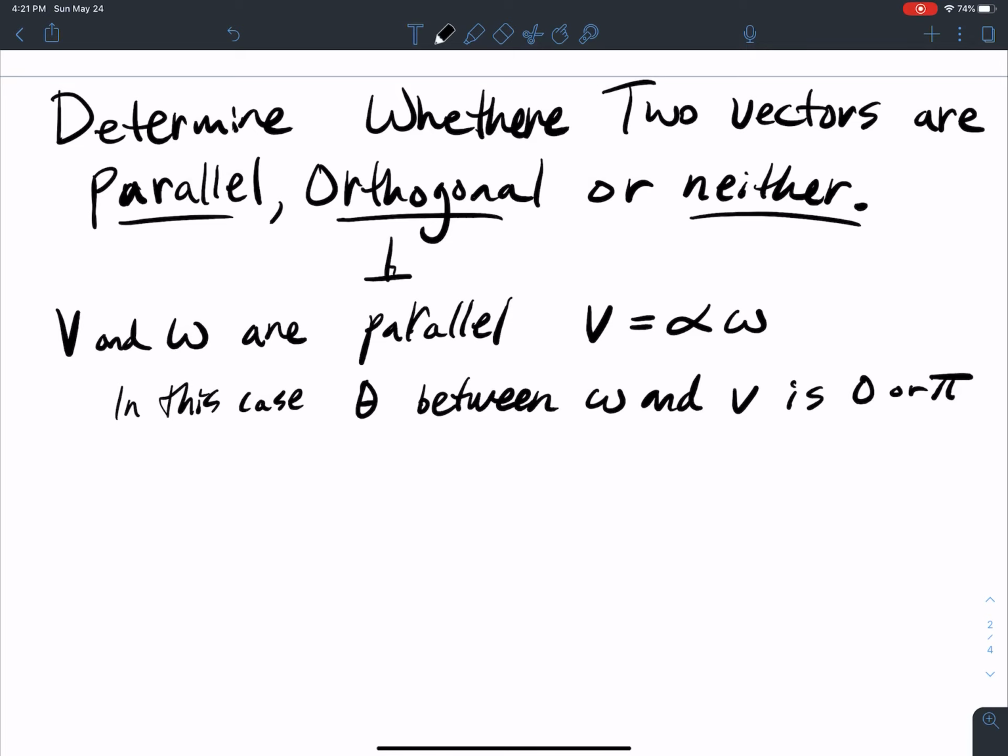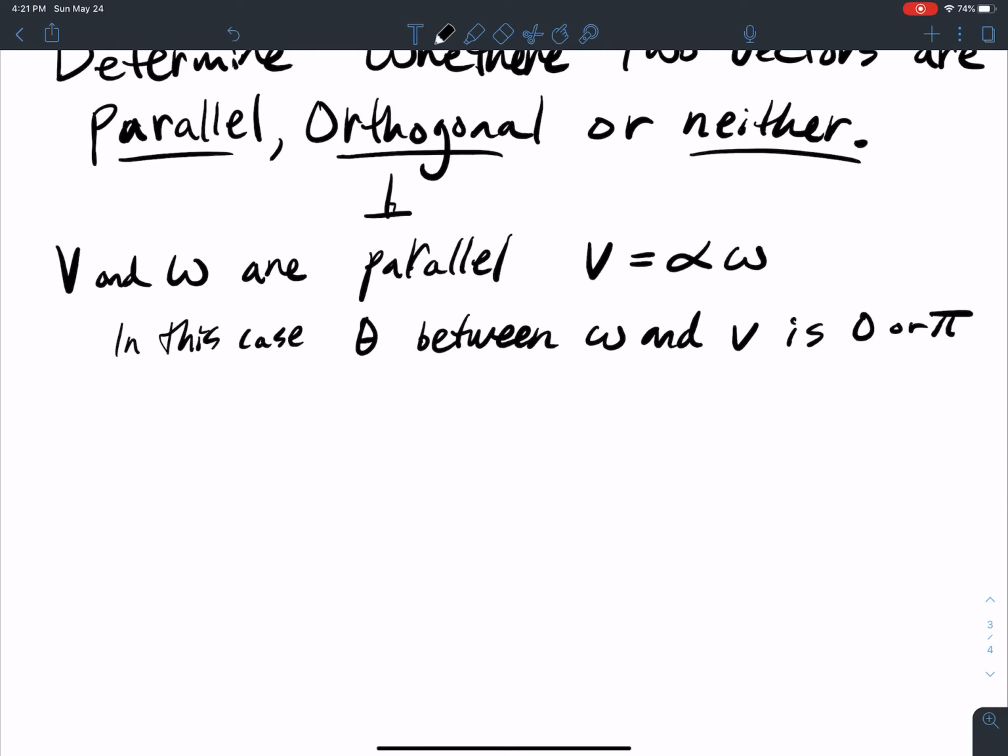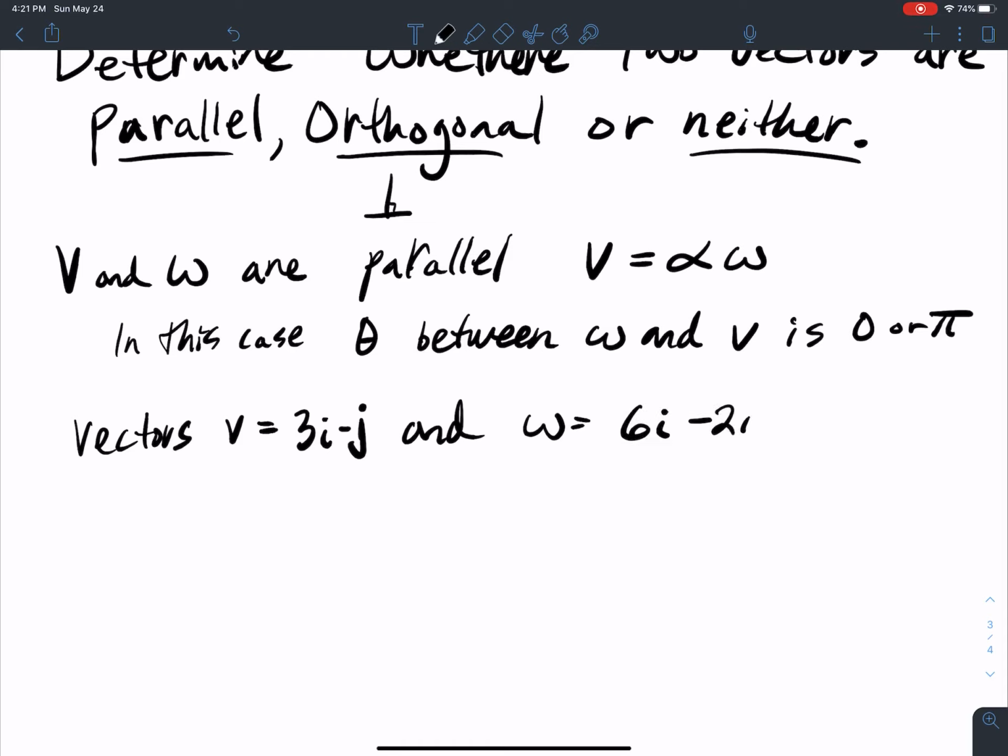All right. So vectors v equal 3i minus j, and w equal 6i minus 2j are parallel. Okay. How do we know that they're parallel?